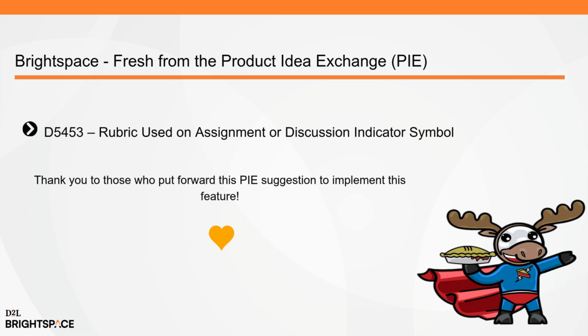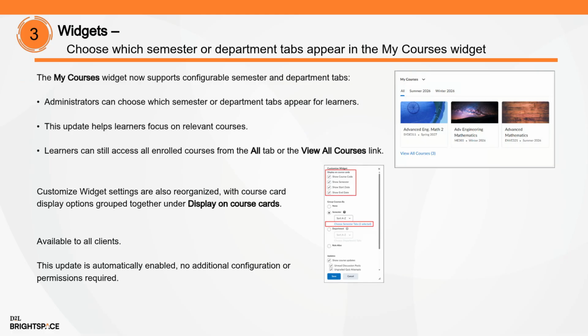This feature implements the following PI item, D5453, Rubric used on assignment or discussion indicator symbol. Thank you to those who put forward this PI suggestion. Administrators can now control which semester or department tabs appear in the My Courses widget. This update helps learners focus on relevant courses while still keeping access to all enrolled courses through the All tab and View All Courses link.